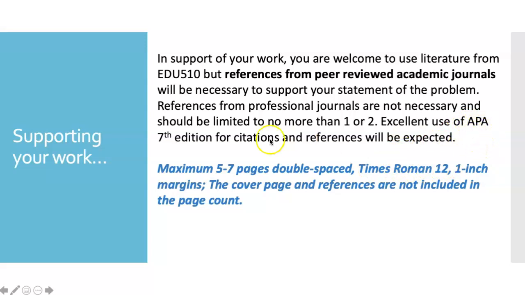And then you're going to be expected to use excellent APA 7th edition, using excellent technique for citations and references. And then it states 5 to 7 pages double space, Times Roman or Garamond or whatever it happens to be, 12-point font, 1-inch margins, cover page and references are not included in the page count. That's basically the criteria for how you're going to set up your article.